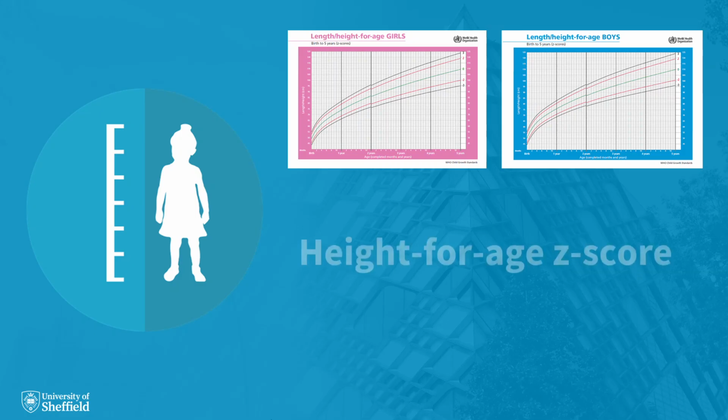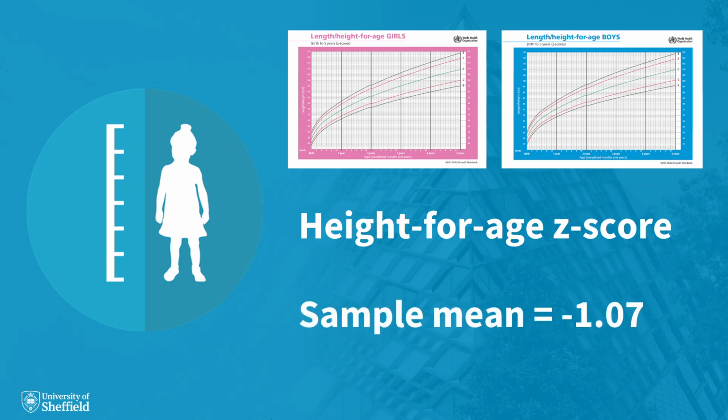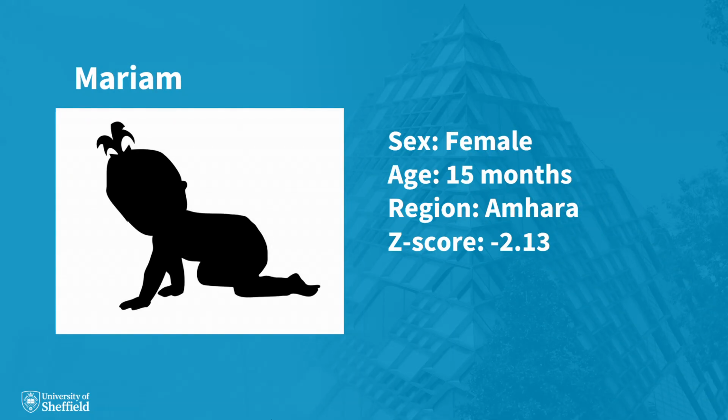In video 1, we looked at how a Z-score was calculated for each child, where positive scores indicated the child was taller than the median healthy child, and negative scores indicated that the child was shorter than the median healthy child. In video 3, we saw that the mean or average Z-score for our sample was minus 1.07. I also introduced you to two children from the sample. These are both real kids, but we've given them made-up names. Mohammed is our boy from Addis Ababa, who has a height for age Z-score of minus 0.95. And Mariam is our girl from Amhara, who has a height for age Z-score of minus 2.13.